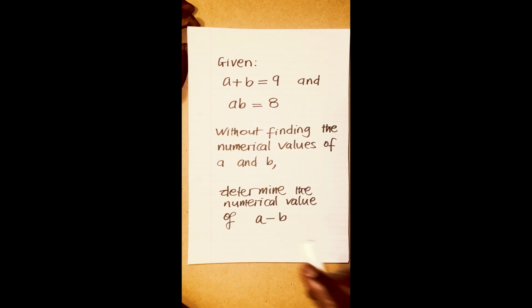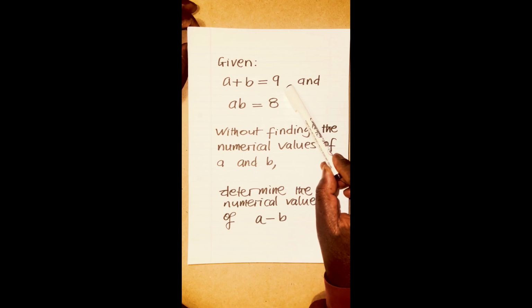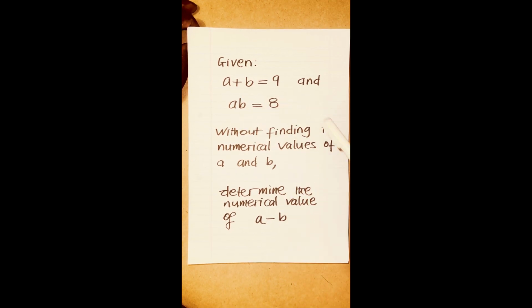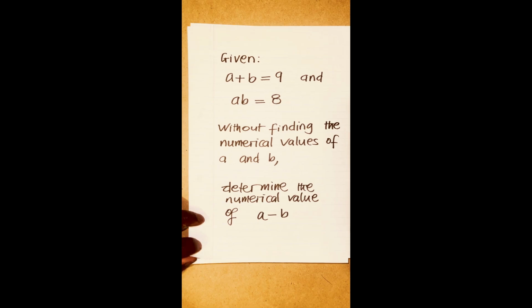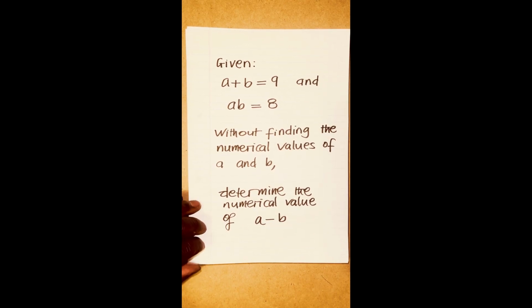In this video I have this algebra question to work on. It is given that a plus b equals 9 and ab equals 8. The question says, without finding the numerical values of a and b, determine the numerical value of a minus b. So we are required not to solve these two equations simultaneously, but somehow determine the value of a minus b. So how do we approach it? Well, here is the approach.